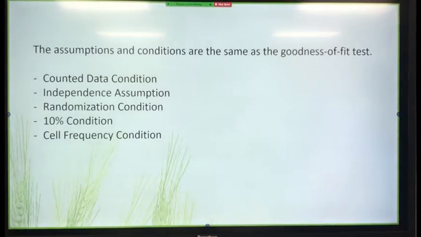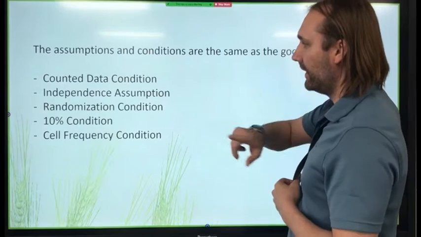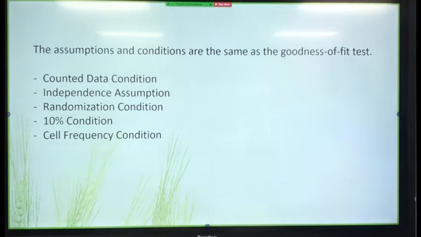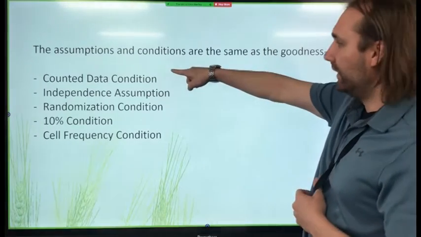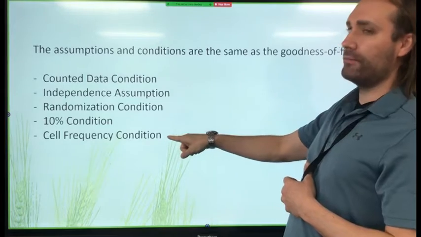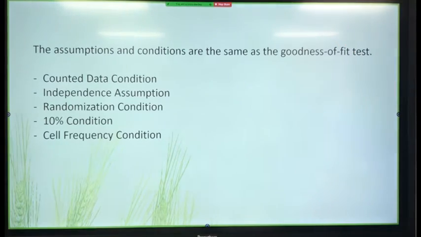When we look at the hypothesis tested, our assumptions are going to be the exact same. We're going to check the counted data condition, the independence, randomization, 10%, and the cell frequency. Remember this, we need to make sure our data is counted. And here, cell frequency, we need to make sure we have more than 5 counts per cell.